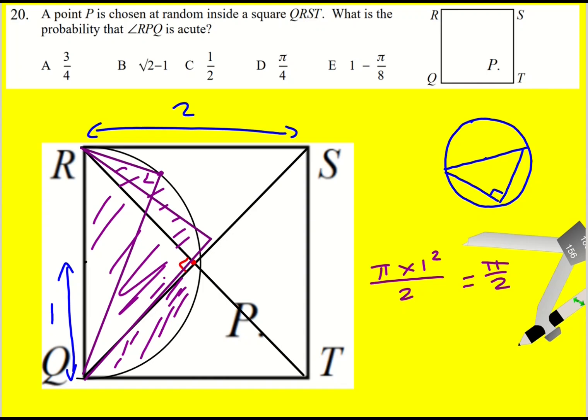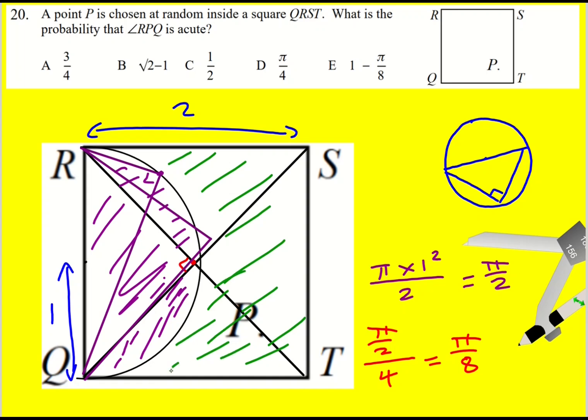And then if I wanted to find the probability, I would divide by the total area. So it would be pi over 2 divided by 4, because that's 2 times 2. So I'm going to get pi over 8. Just to say again, that is the probability of me picking a point P inside that semicircle. And therefore, if I want to go outside the semicircle, this region here is where we're going to get acute angles. It's going to be 1 minus that. And therefore, our answer is E. Brilliant.